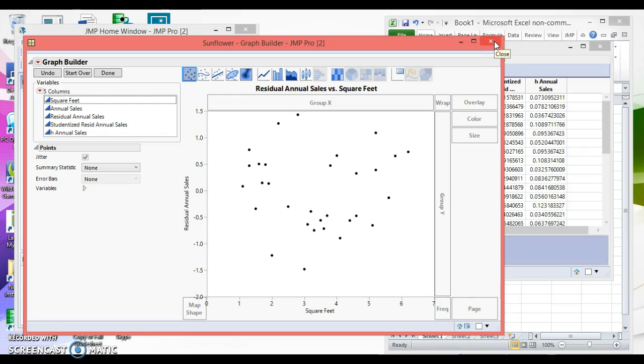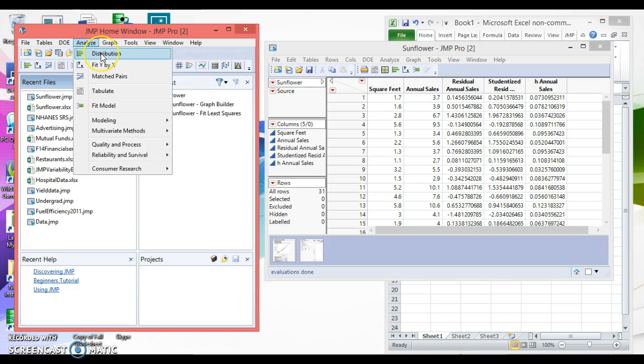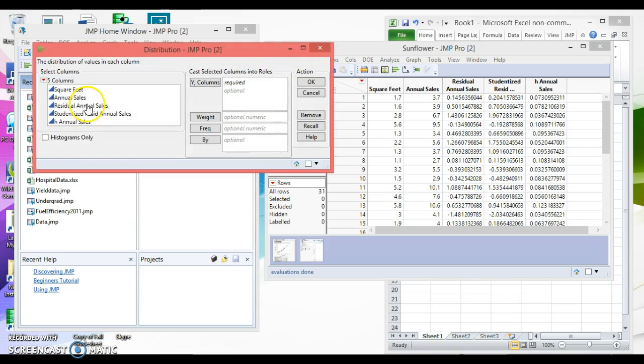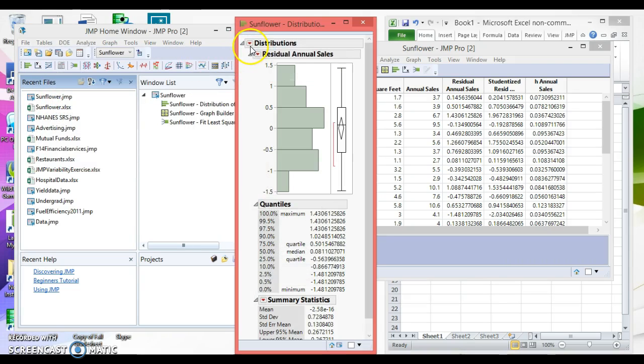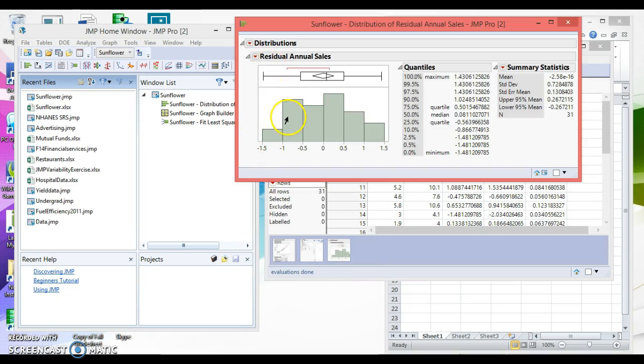Then to check the normal distribution of the residuals, you want to go into Analyze, Distribution, Residuals. It's going to return a histogram, so hopefully this is a little bit familiar. Then we're going to stack that, and you're checking to see the distribution of the residuals. And as you can see, this is pretty normal. Fairly normal distribution, so I would note that in your answer on the homework.